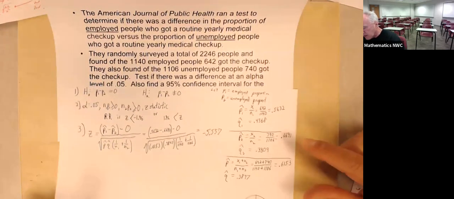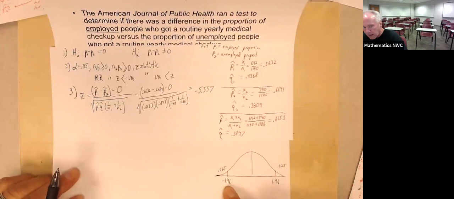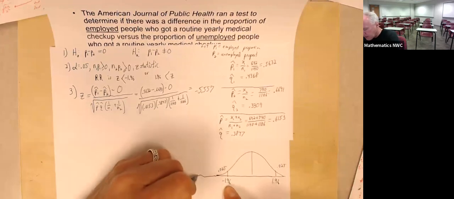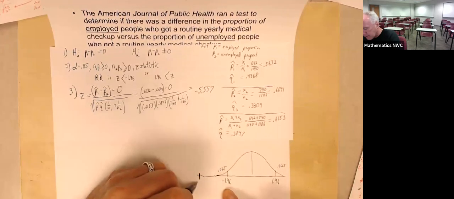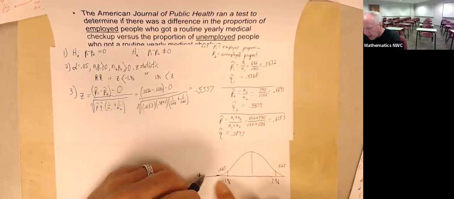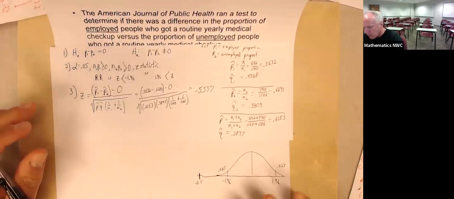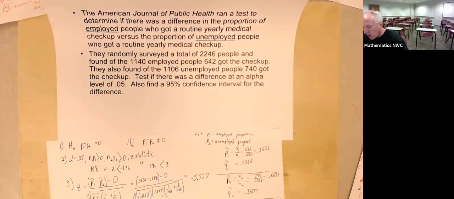That, of course, is well over my line in the sand. Negative 5 is way out here someplace. It is in the rejection region. In fact, it's a long way there.